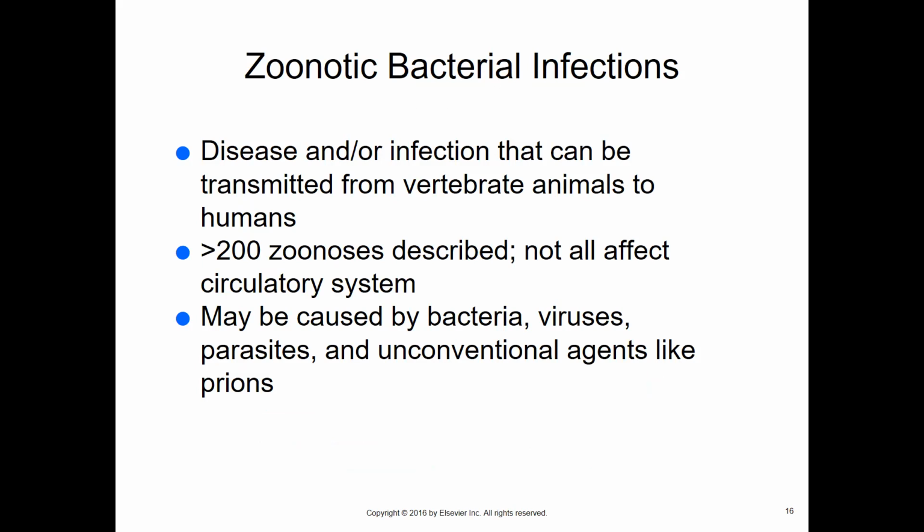All right, zoonotic bacterial infections. So these are diseases or infections that can be transmitted from vertebrate animals to humans. There's over 200 zoonoses described, but not all affect the circulatory system. Some can be caused by bacteria, viruses, parasites, or other unconventional agents like prions. And we'll talk about those in a minute.